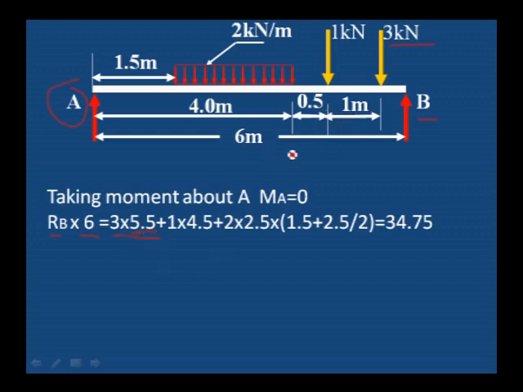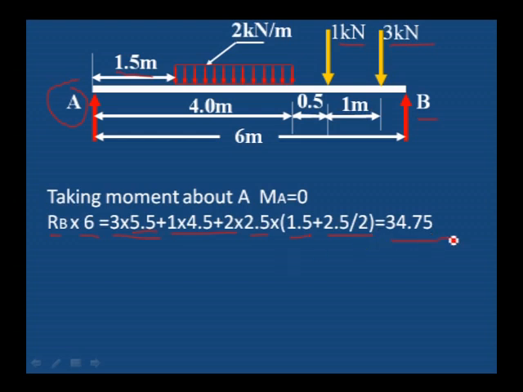5.5 is the distance, and 3 kilonewton is the magnitude of the load, plus 1 kilonewton into distance, which is 4 plus 0.5, 4.5, 1 into 4.5, and then 2 kilonewton per meter. 2 kilonewton per meter is the uniformly distributed load into distance 2.5, that is 2 into 2.5 is the total load acting, into the distance from A to the center of the uniformly distributed load. The center of the uniformly distributed load is 1.5 plus center of UDL, that is 2.5 divided by 2.